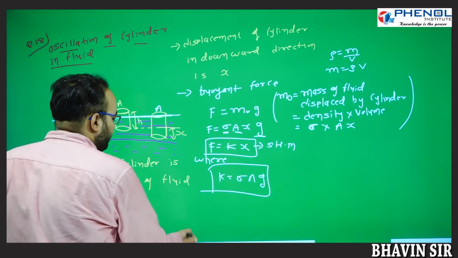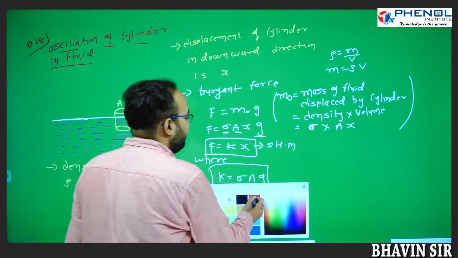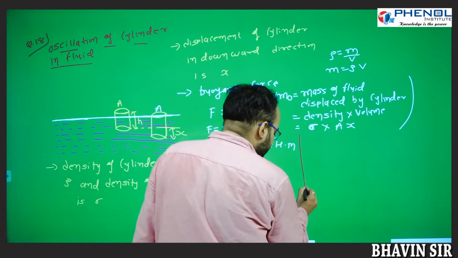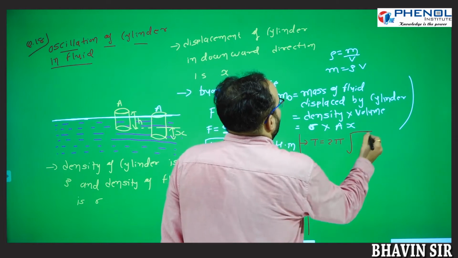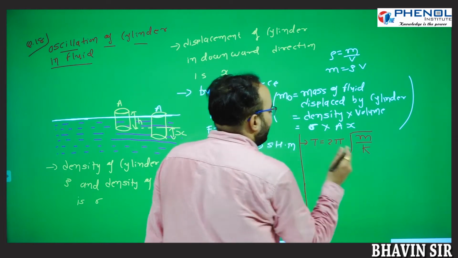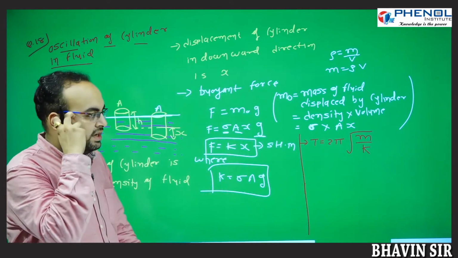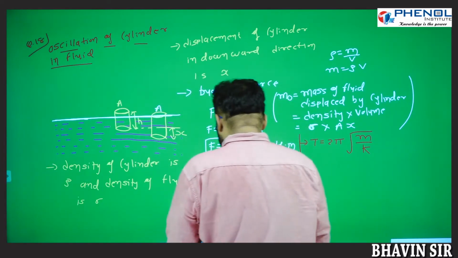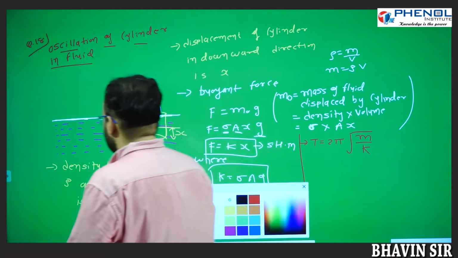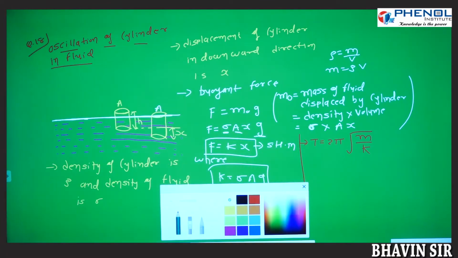Chalo, so now we want to find again time period. So if you want to find time period, then what? T is equal to two pi under root m by k. Now we know the k. K is what? Sigma ag.